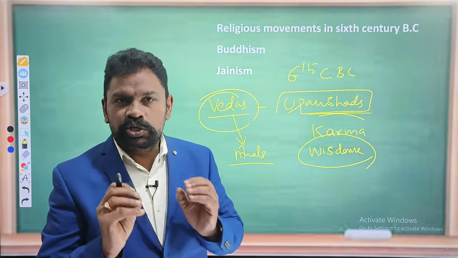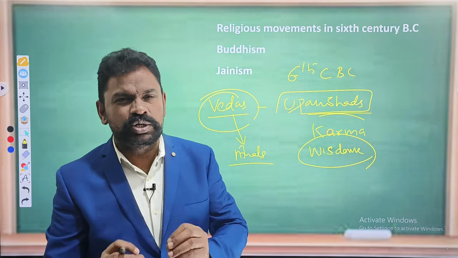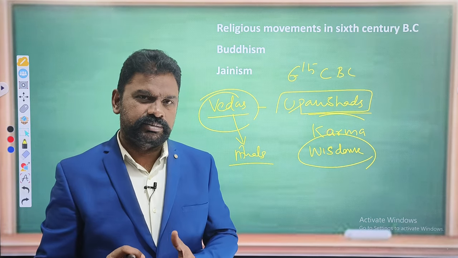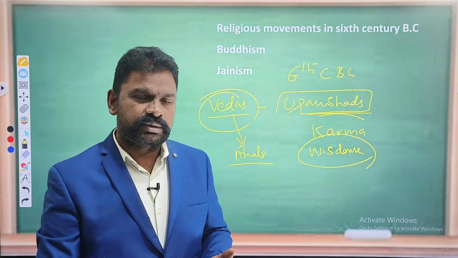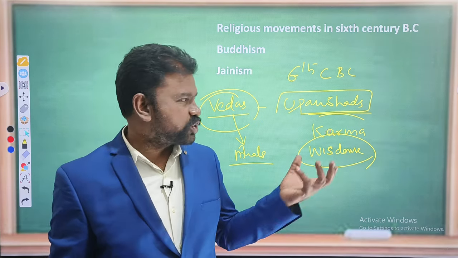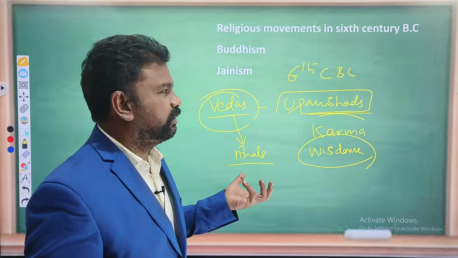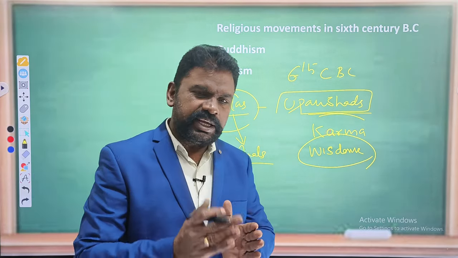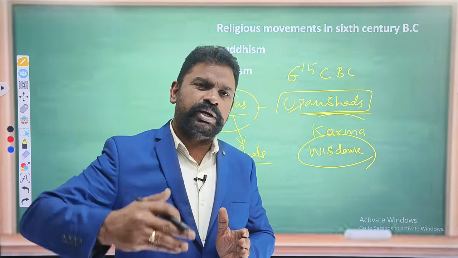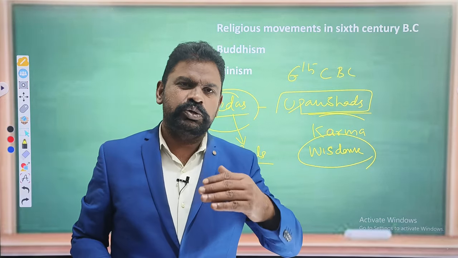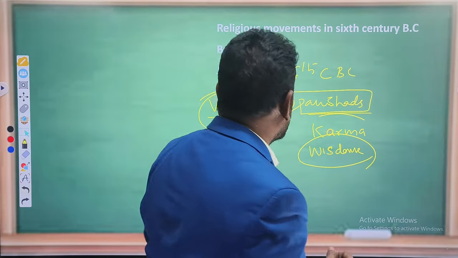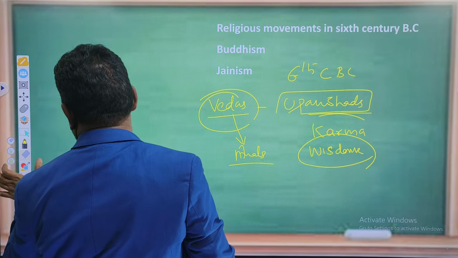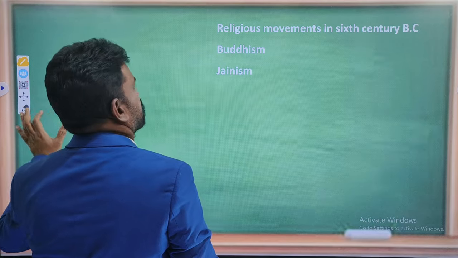So people are going to suffer. People are afraid of the next birth. In this birth, we are human. If the next birth is worse, what will happen? That's why the ultimate aim of the birth of humankind is moksha. Once you attain moksha, you will never be born again. That is the rebirth theory, the theory of rebirth.